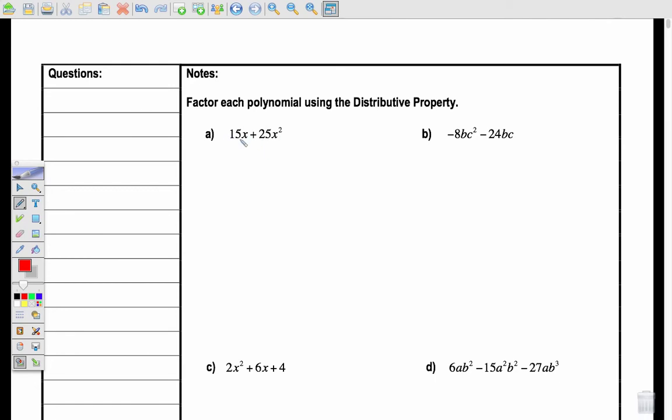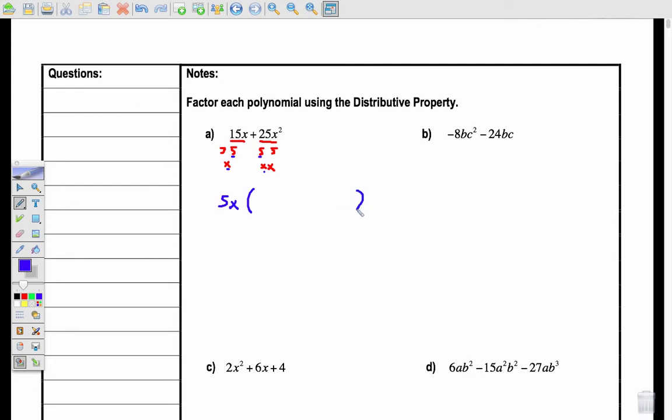So we're going to use the distributive property. Again, the first thing we want to do is find the greatest common factor of these terms. So here's one term. Here's the other term. We're going to find the greatest common factor. So if you break this down, that's 3 and 5 and an x. This would be 5, a 5, and 2 x's. So the greatest common factor, if I get my blue, would be a 5, an x, and an x. That'd be 5x.